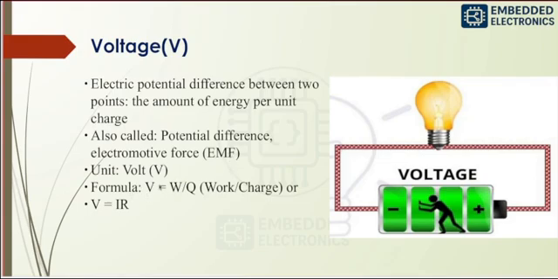Formula of V: it can also be defined as the amount of energy per unit charge, or W by Q, work by charge. And from Ohm's law we get the formula V equals IR.